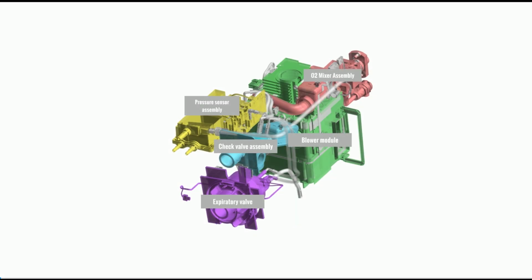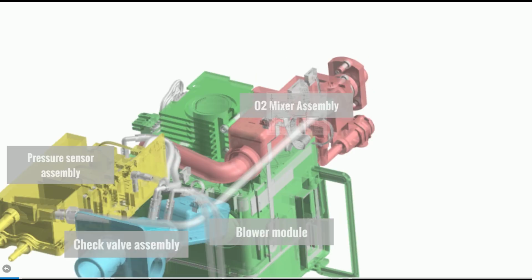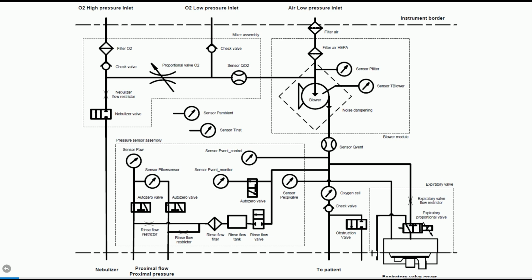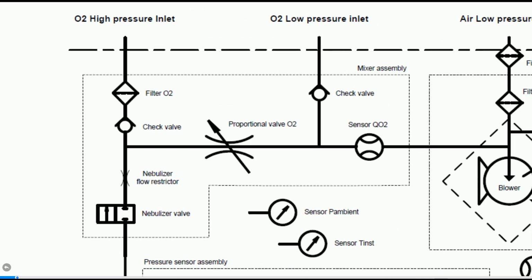Here you can see the complete pneumatic schematic diagram for the Hamilton T1. Each line represents a gas flow or tubing connection. By the end of this module, you will have a complete picture of how the whole system works. We will now focus on the O2 mixer components.